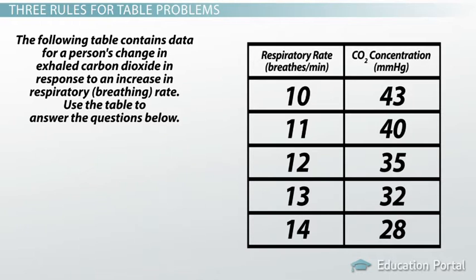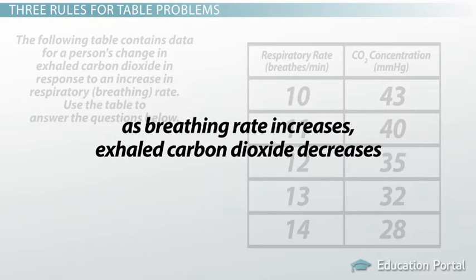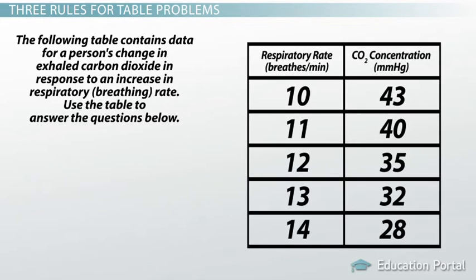It looks like the concentrations gradually decrease. So already we can tell that as breathing rate increases, exhaled carbon dioxide decreases. Maybe we'll be asked about that in this problem. Maybe we won't. But at least now we know what this table is about. Let's ask ourselves one more thing before starting.